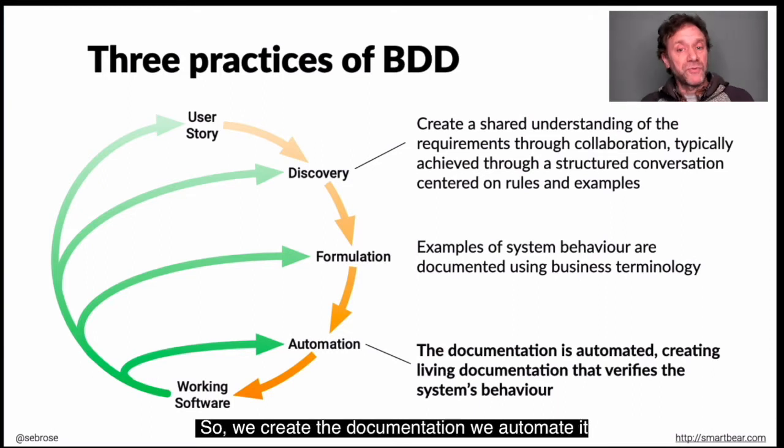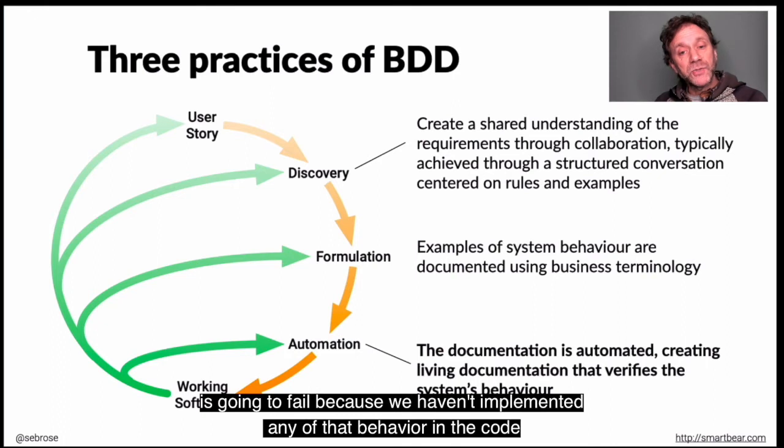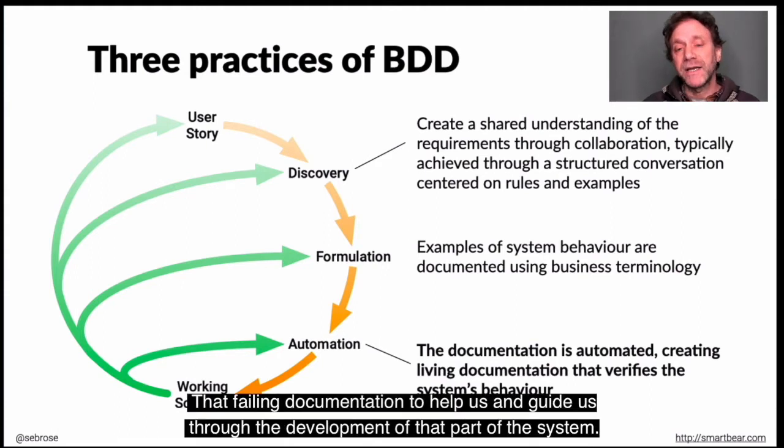So we create the documentation, we automate it, and then basically initially that automated documentation is going to fail because we haven't implemented any of that behavior in the code, and we use that failing documentation to help us and guide us through the development of that part of the system.